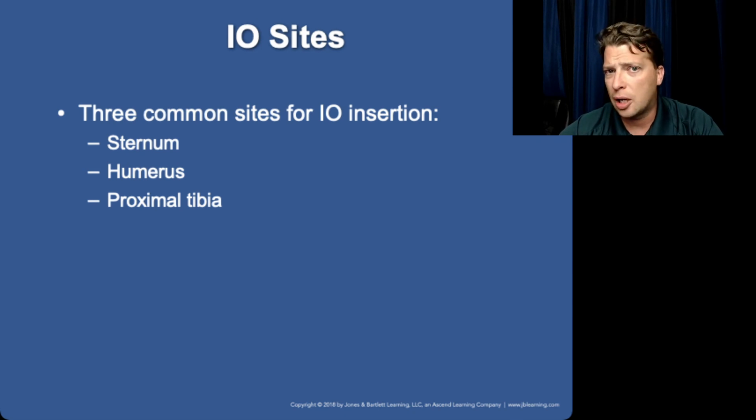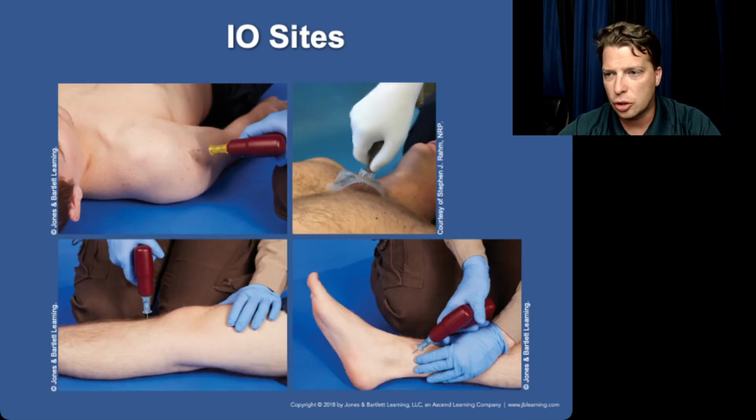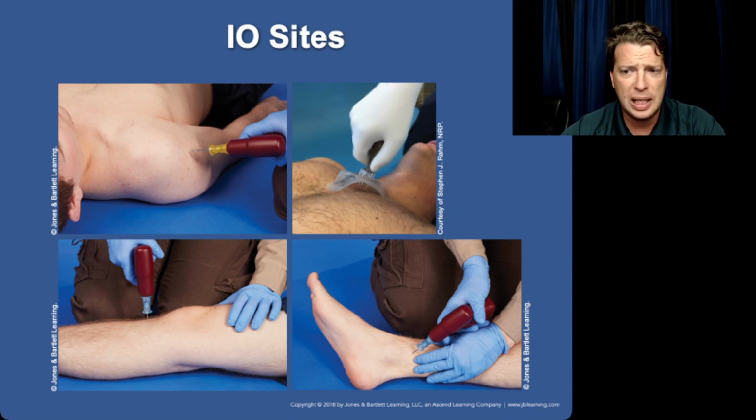Military uses sternal IOs quite a bit. They use spring-loaded IO insertion tools. You can see some of the pictures here. This is the EZ-IO in three of the pictures, and then that's the sternal gun, which, as you can see, sits right at the manubrium at the top of the sternum. For this humeral head IO, that arm should be adducted in order to get it to work properly. Without adducting the arm, it's going to be really hard to find the processes and locate the appropriate location.